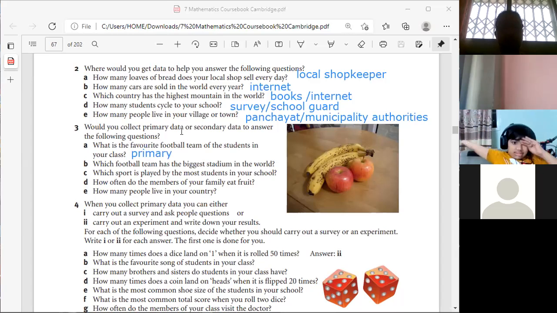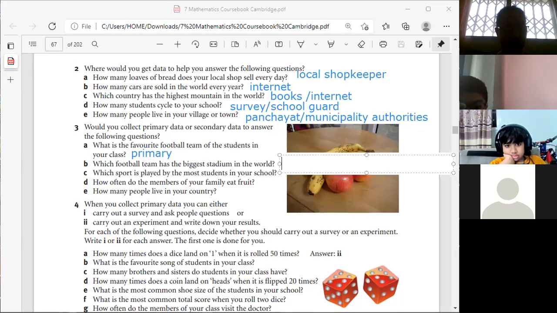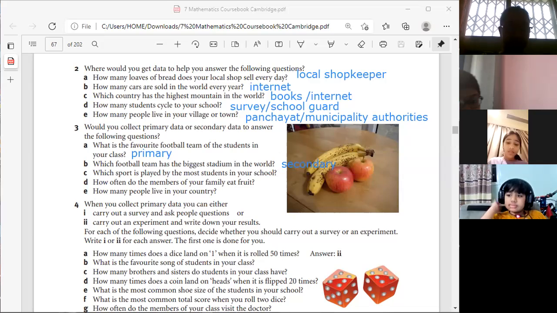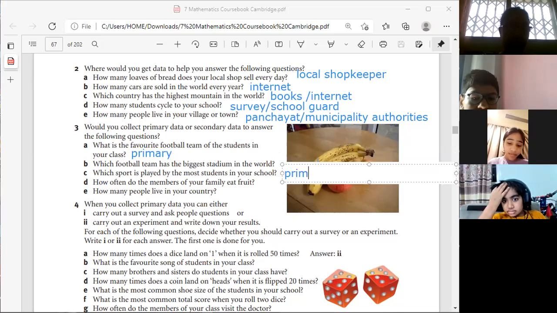Correct. Which football team has the biggest stadium in the world? Shamila, secondary data. Okay, Tabish has answered it. Shamila, third one. Primary data. Which sport is played by the most students in your school? Everybody agrees to primary? Yes. Okay.